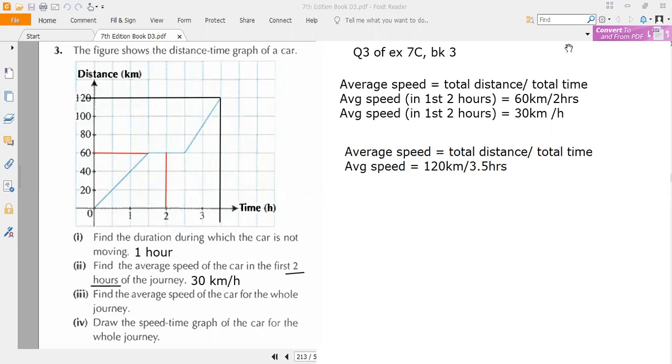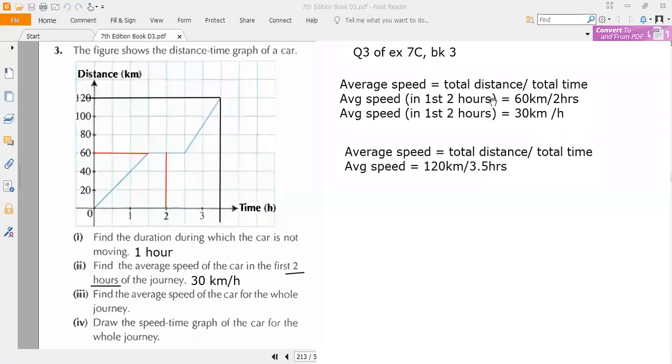So now I will solve it and get my answer. When I divide 120 by 3.5, the average speed I get is 3.28 kilometers per hour, and that is your third part answer, which I have shown over here.